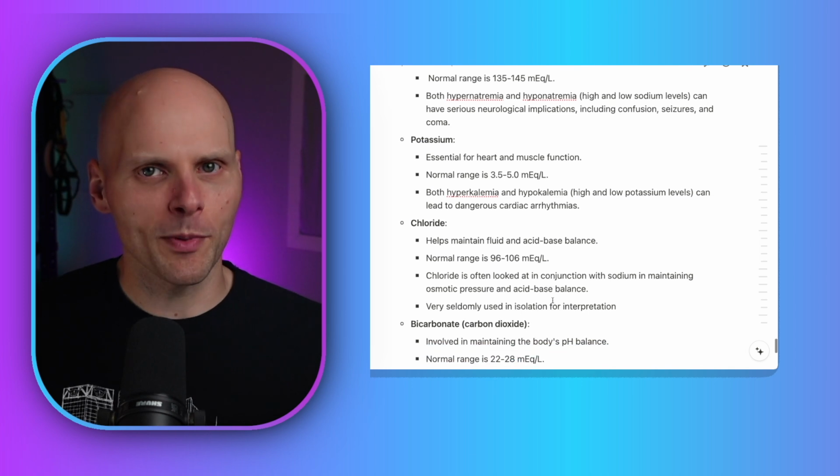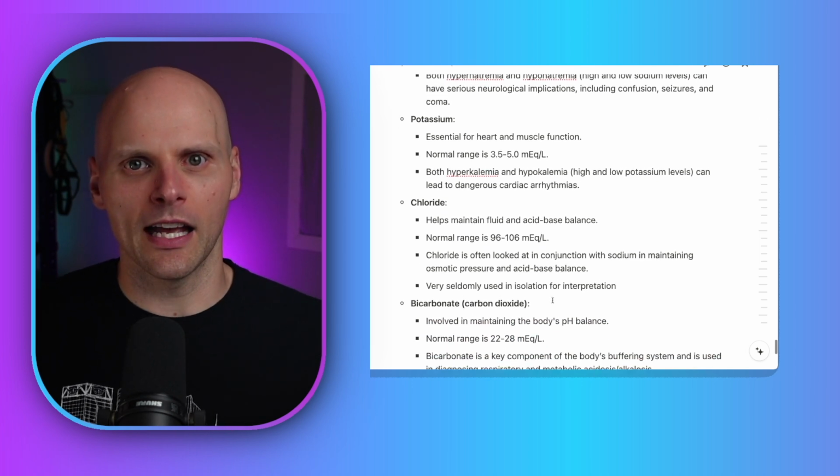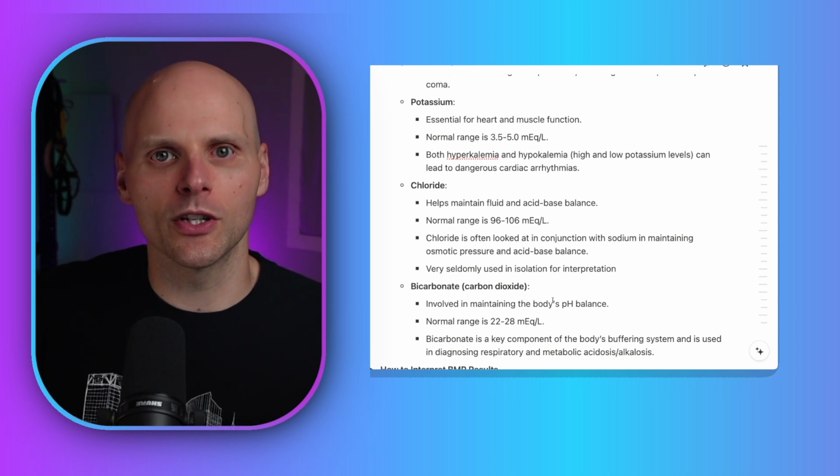Next, moving on to the carbon dioxide. It showed carbon dioxide / bicarbonate. Those are used kind of interchangeably. And this is, once again, something involved in the pH balance. Normal is about 22 to 28. And it's a key component of buffering.